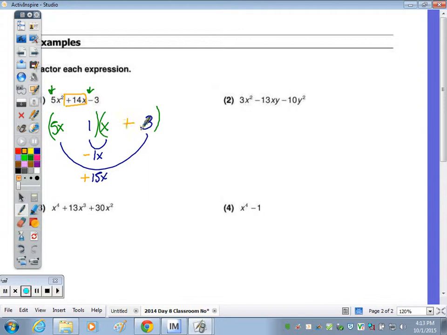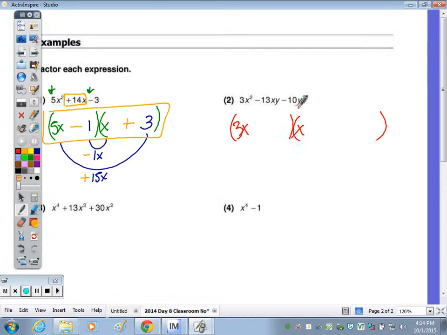So plus 15x, and that's connected here for the negative 1. In number 2, there is no GCF, so I set up my two sets of parentheses. Again, starting with factors of 3, and 3's prime, makes it easy peasy.